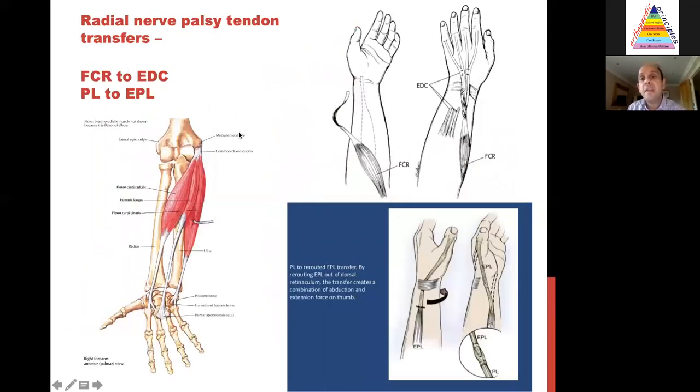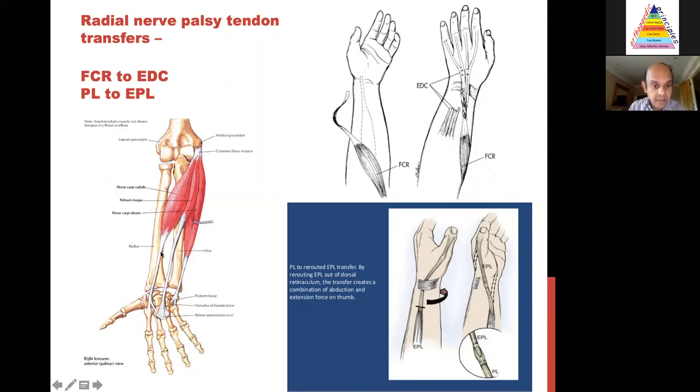Then for my fingers, my EDCs are my finger extensors. They extend my MCPs, my PIPs and DIPs to all the 4 fingers. So if I bring your attention to this picture, you see flexor carpi radialis, again, it comes from your medial epicondyle and then sits on the volar base of the second and third metacarpal.